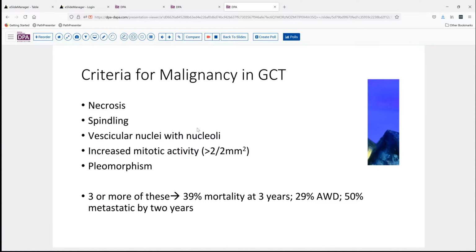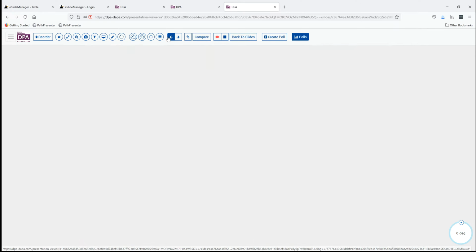In fact, back in the 90s, Dr. Fanburg-Smith and her colleagues identified several criteria that they felt would be predictive if 3 or more of them were present. Those included necrosis, spindle cell morphology, vesicular nuclei and nucleoli, mitotic activity greater than 2 per 2 millimeters squared, and nuclear pleomorphism. Of note, up to 40% mortality at 3 years if you had 3 or more, and 50% would have metastatic disease in a fairly short period of time. So not trivial potential consequences in the malignant cases.